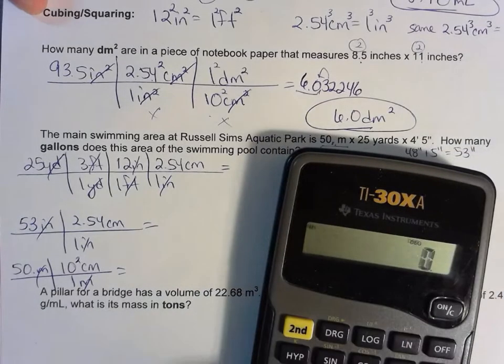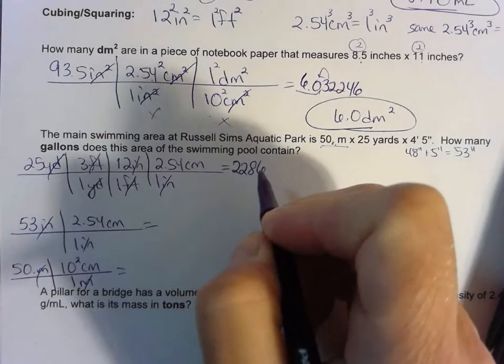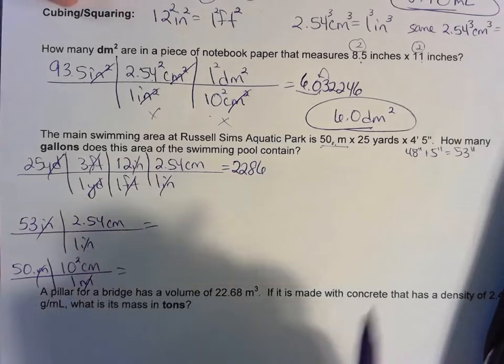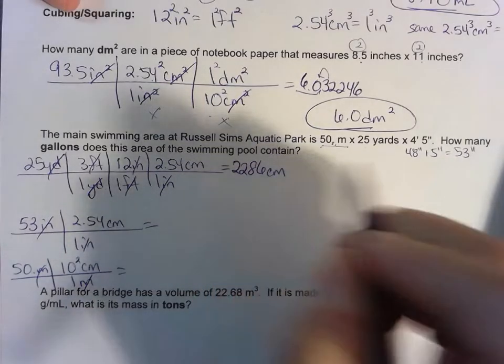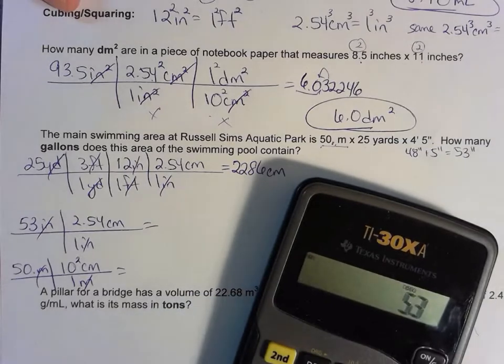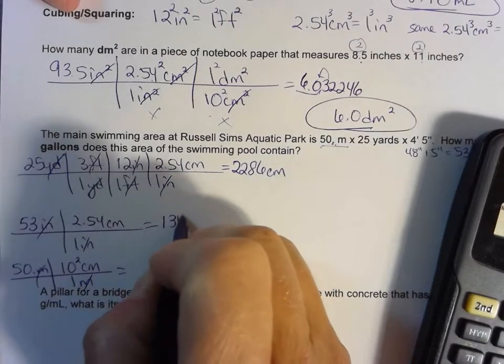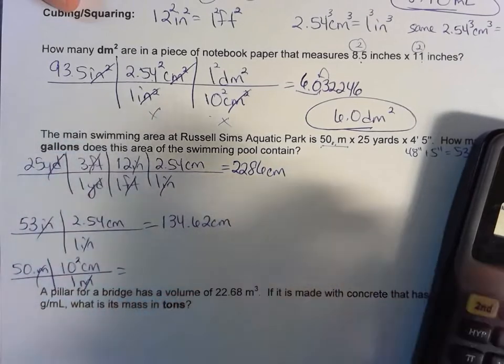All right, picking up my calculator. 25 times 3 times 12 times 2.54. I cannot round any of these. So 2286 centimeters. Now 53 times 2.54, and that is 134.62 centimeters.